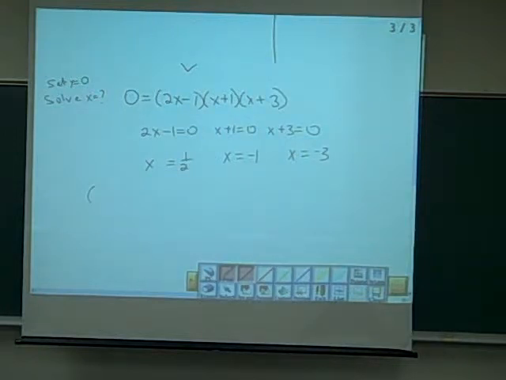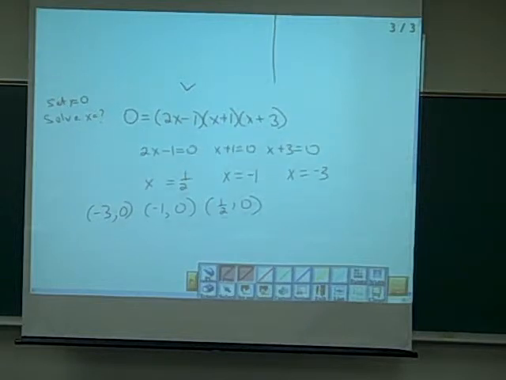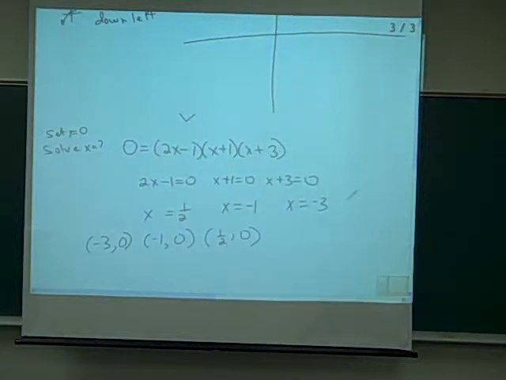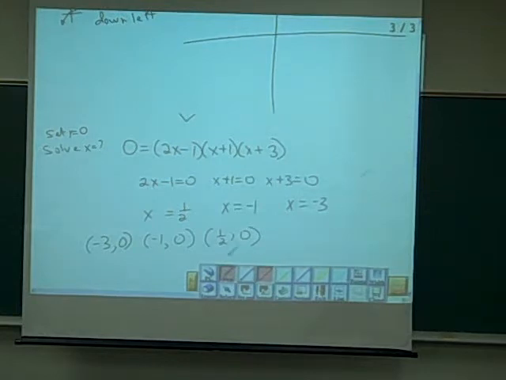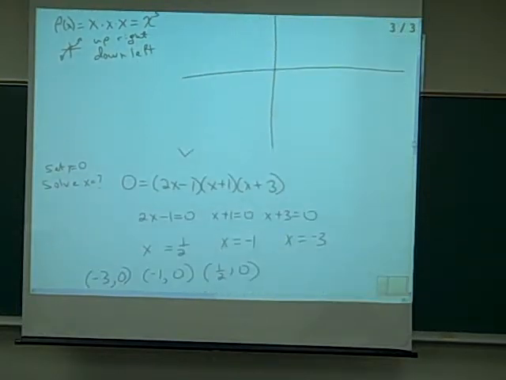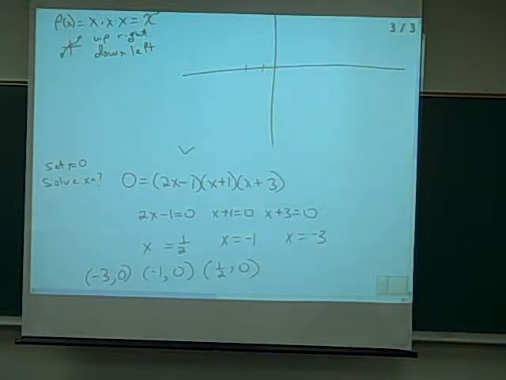Okay, so our x-intercepts are going to be at negative 3, 0, negative 1, 0, and 1/2, 0. So these are pretty small x-intercepts, so we're going to go ahead and increase our scale a little bit. Here's negative 1, here's negative 2, and we're going to do this in increments of 1/2. Negative 3. And here's half, 1, half, 2, and so on.